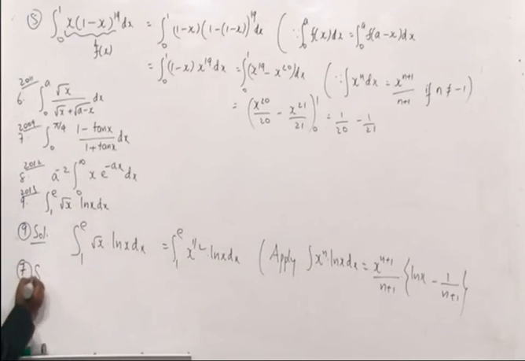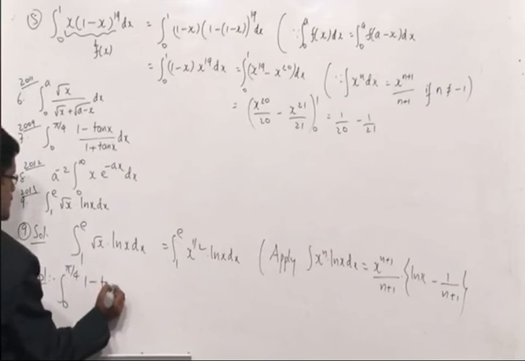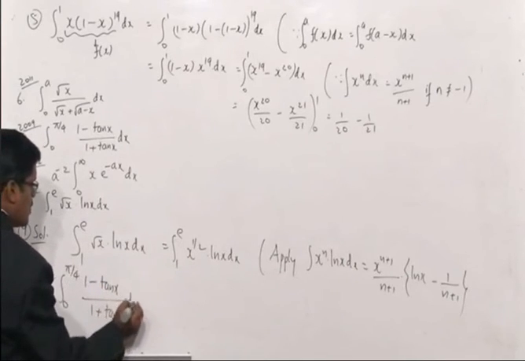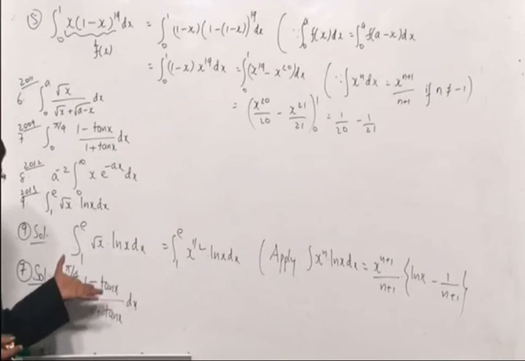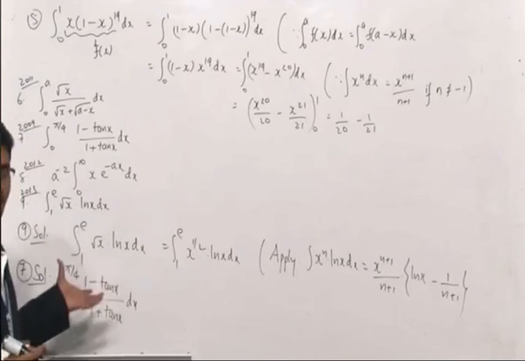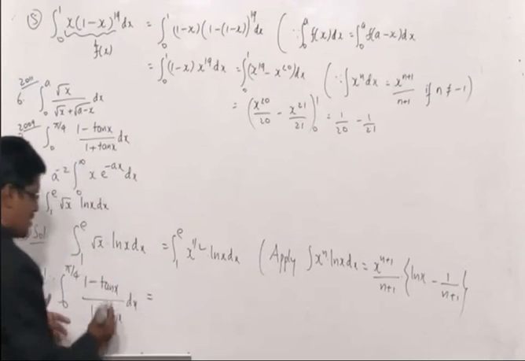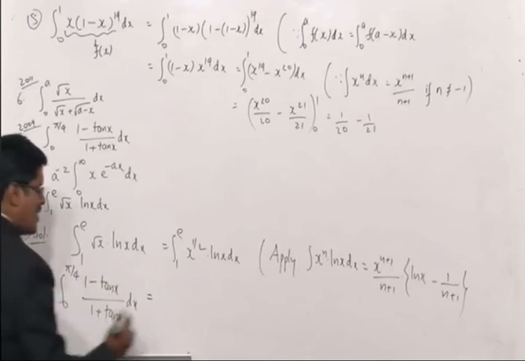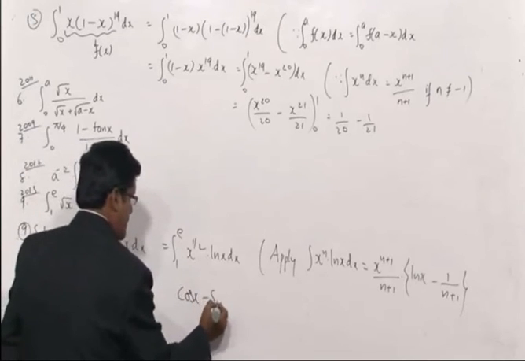And the seventh solution: integral 0 to pi by 4 of (1 minus tan x) by (1 plus tan x). With tan x in both numerator and denominator, don't apply any property directly. Sometimes if you express tan in terms of sin and cos, it may become simpler. What is tan x? Sin x by cos x. In both numerator and denominator, express sin x by cos x, and then take the LCM, which simplifies after cancelling both LCMs.